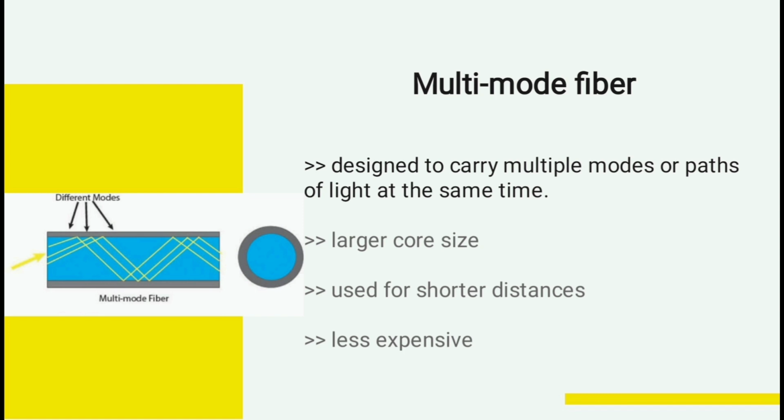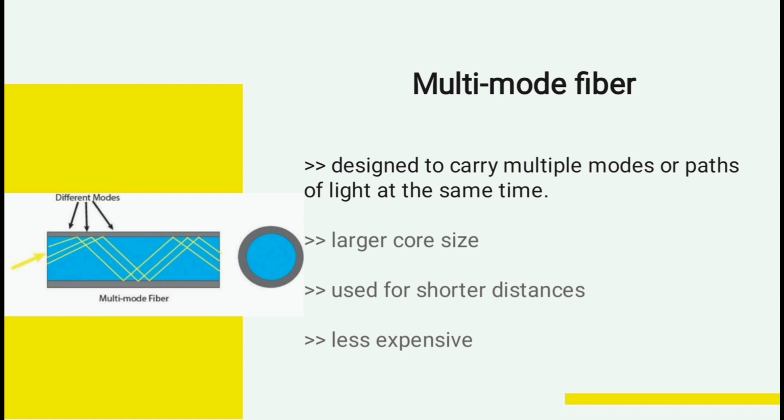It is commonly used in LANs, local area networks, data centers, and other applications where high-speed data transfer is required over relatively short distances. There are several types of multimode fiber, including OM1, OM2, OM3, and OM4. The OM stands for optical multimode, and the number refers to the fiber's bandwidth capacity. OM1 and OM2 fibers are older and have lower bandwidth capacities, while OM3 and OM4 fibers are newer and have higher bandwidth capacities.